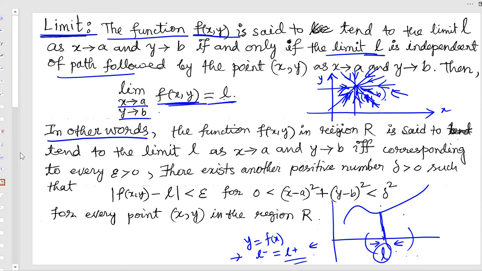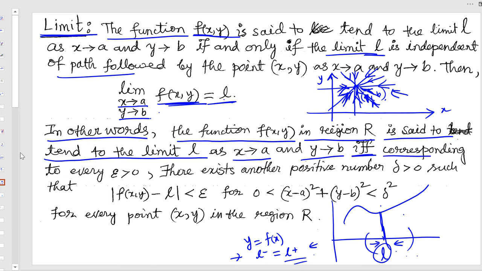So in other words, the function f(x,y) in the region R is said to be tending to its limit L as x tends to a and y tends to b if, corresponding to every epsilon greater than 0, there must be a delta, and this should satisfy this relation. So what it means, we will explain with an example.